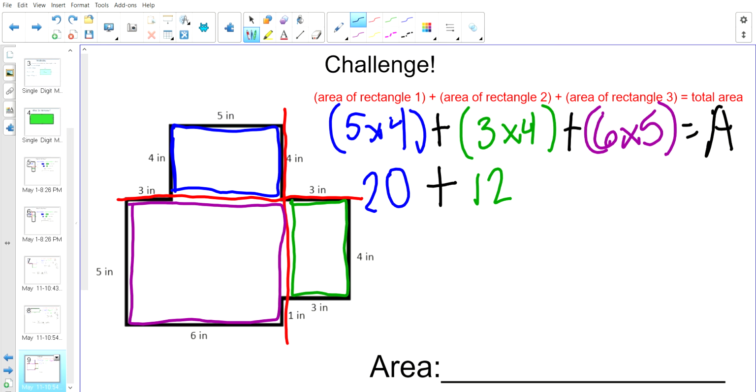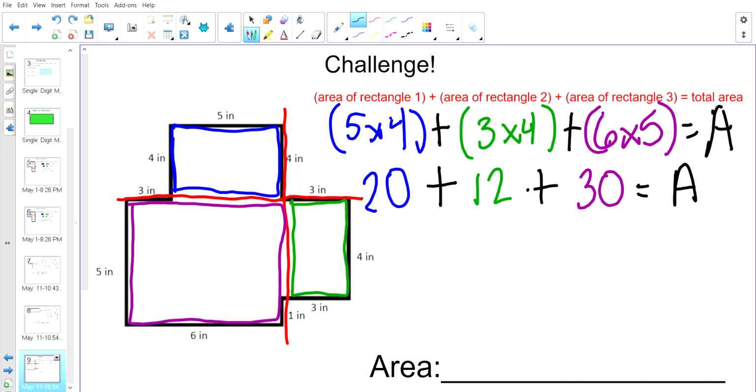Now I need to add 20 plus 12 to the area of rectangle 3. Rectangle 3 is a 6 by 5 rectangle. What is 6 times 5? Yes, 6 times 5 equals 30. So the area of the third rectangle is 30 square units. If I add the areas of rectangle 1, rectangle 2, and rectangle 3 together, it will tell me the total area of the entire rectilinear figure.